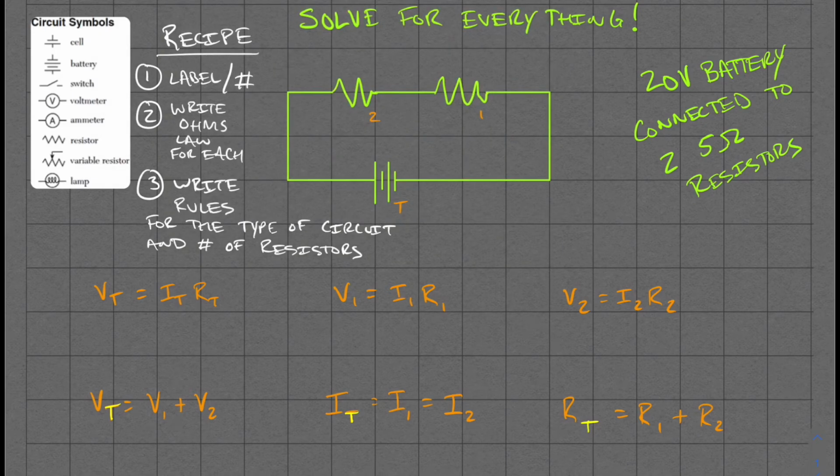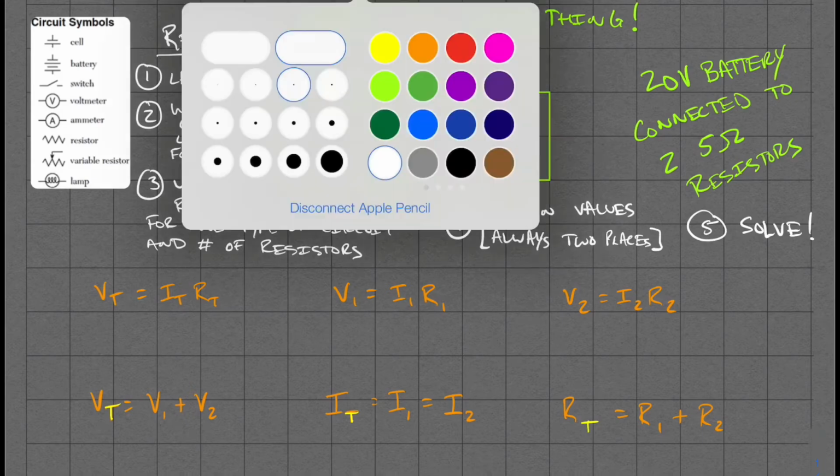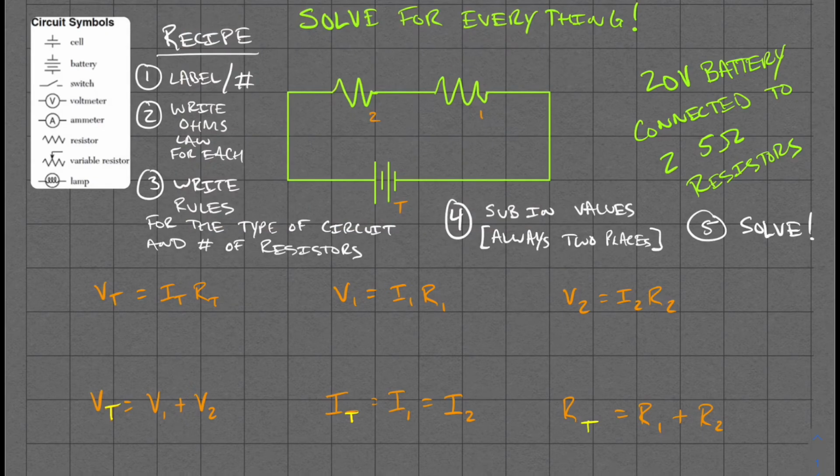Okay, the next thing that we need to do, what do we need to do? Okay, so we have everything labeled. We have step 1 done, we have step 2 done, step 3. All right, so step 4. Step 4 is really just to substitute in the values. But the thing is each one of these values has 2 places that it goes. It has a place to go in Ohm's law, and a place to go in the rules. And then we just need to solve this thing.